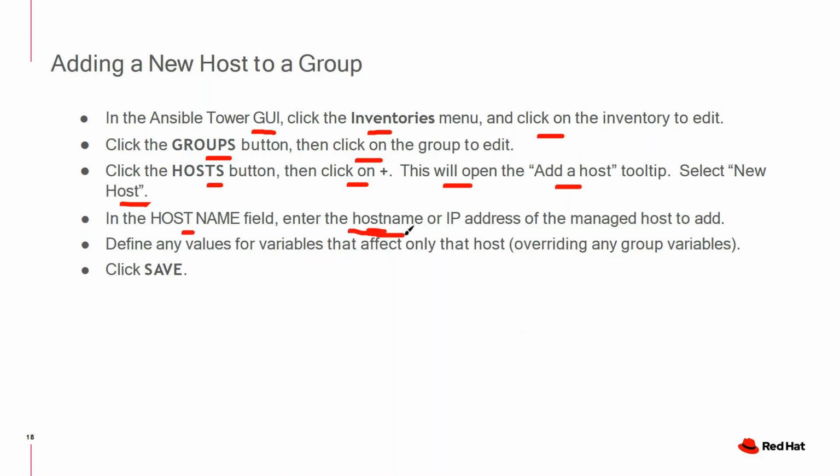Host name means it may be web1.example.com, or you can give an IP address. We used in our playbooks an IP address, a private IP address. We did not use a host name. Of the managed host to create. Define any values for variables that affect only the host, overriding any group variables, and click on save.